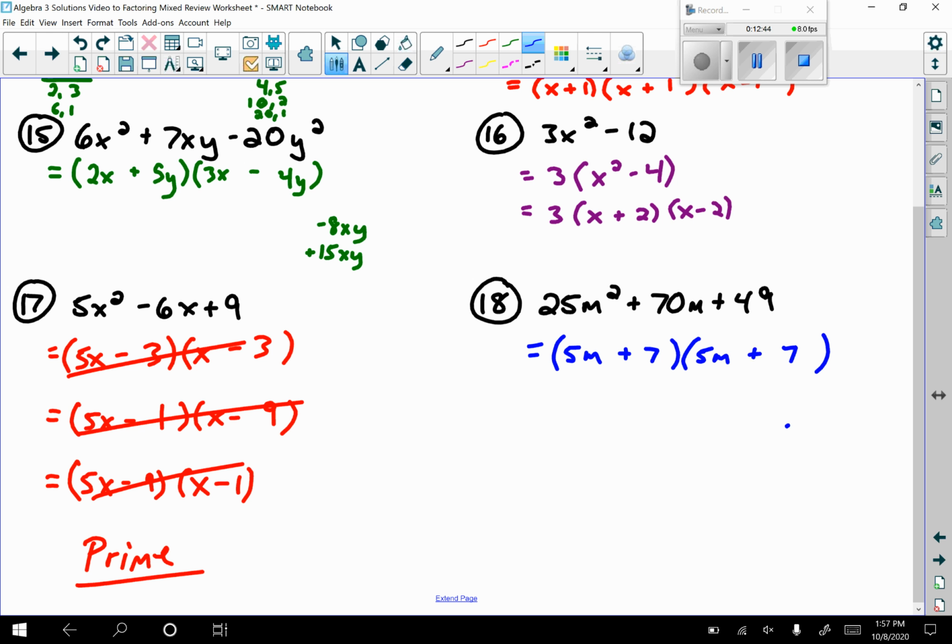On the outside, I'm going to get a 35m. On the inside, I'm going to get a 35m. Adding those two together will give me a 70m. So this works. On the first, I'm going to get a 25m squared. Then I'll get a 35m to get me my 70m, and then a positive 49 at the end.